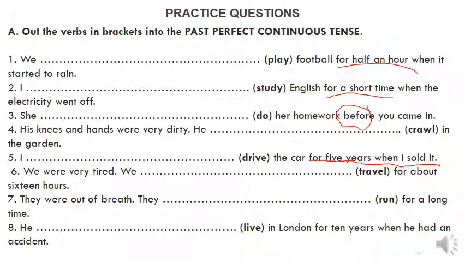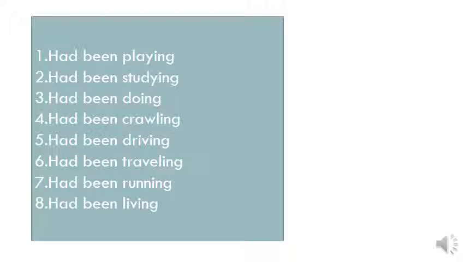We were very tired. We have been traveling for about 16 hours. Here we have a cause-effect relationship also. And a result. They were out of breath. They had been running for a long time. Also, an action resulted in the past. He had been living in London for 10 years when he had an accident. Also, here resulted action in the past. These are the answers as you can see.